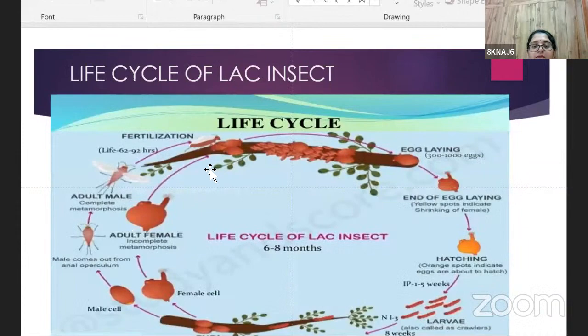Now, when it comes to honeybees, we also have honeybees. Let me just see where honeybees are. Right. So in honeybees, let me see if I've got that particular.